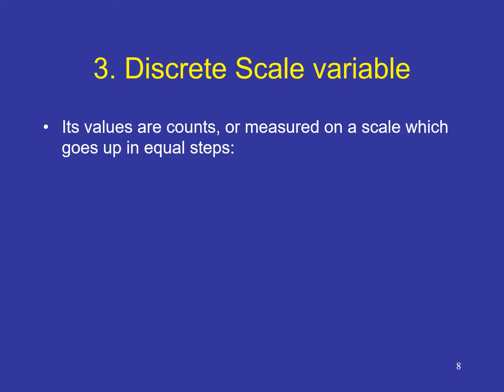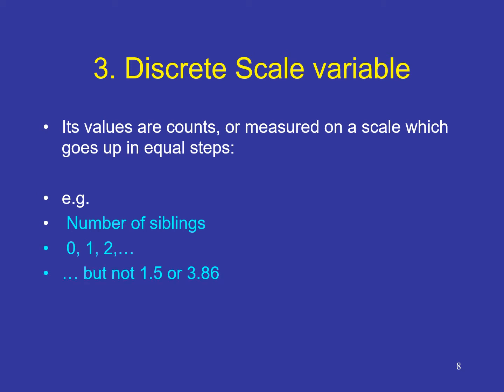Now the third type of variable is one which is called a discrete scale variable. Now this is if the values are counts or are measured on a scale which goes up in equal steps. So for example, number of siblings, that means number of brothers and sisters. That could be 0, 1, 2, 3, etc. But you can't have 1.5 brothers and sisters or 3.86. So this is numerical, but it goes up in steps.